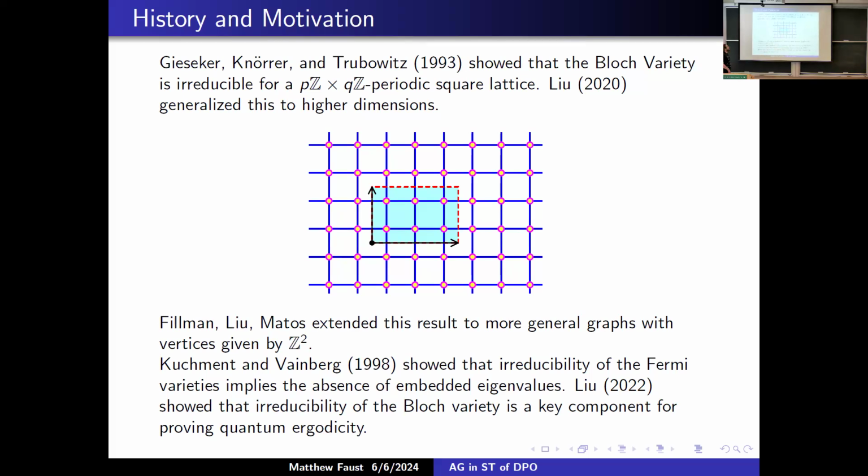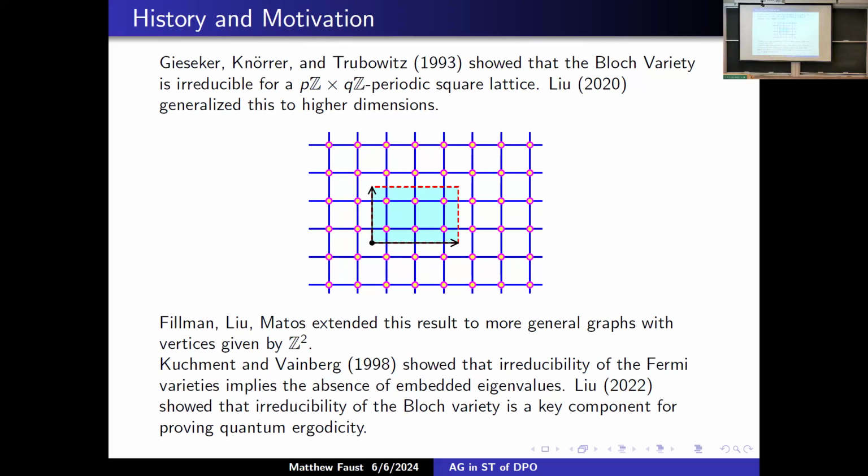And for a while, I guess, studying irreducibility of just Bloch varieties didn't really have much of an application until recently, when Liu showed that irreducibility of Bloch varieties is a key component for proving quantum ergodicity. So this has to do with the distribution of, I guess if you're thinking of your eigenfunctions as probability functions, it has to do with the distribution of those probabilities. I won't go too much into that.